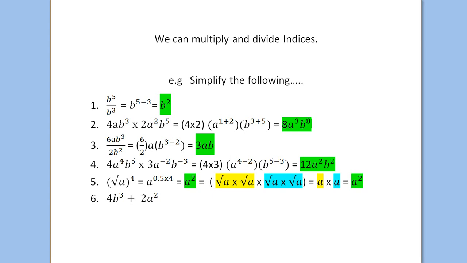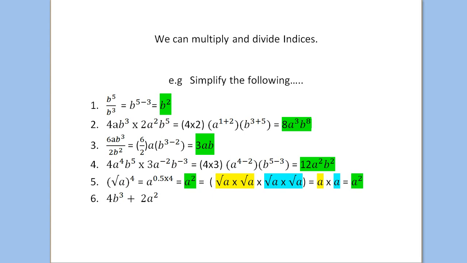Second example, 4ab cubed times 2a squared b to the 5. Well, if we do the numbers and do each letter separately, that's by far the simplest way of tackling these. So for the numbers, we have 4 times 2. For a, we have a times a squared. For b, we have b cubed times b to the 5th. Now, a on its own doesn't have a power, so when there's no power, we take it as a 1. When we're multiplying them together, we need to count it as a 1.